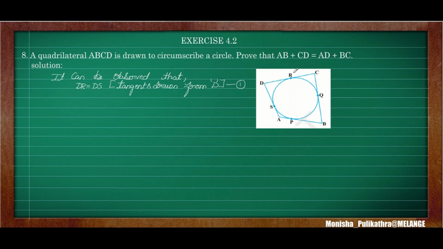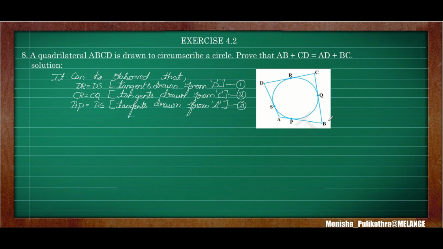Similarly, CR is equal to CQ. These are tangents drawn from external point C. Let this be equation number 2. Similarly, AP is equal to AS. These are tangents drawn from external point A. Let this be equation number 3.